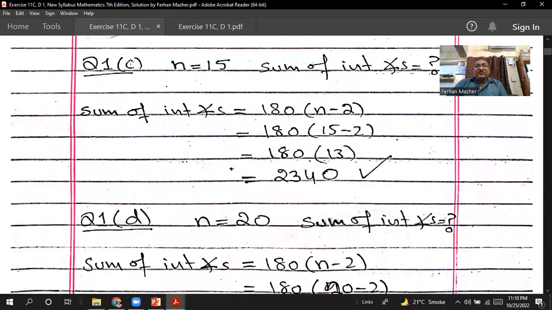So we are going to the next question. The next question is question number 1, C part. Here the n is 15, meaning the polygon has 15 sides. So the sum of the internal angles is the question. The sum of the internal angles will be equal to 180 bracket n minus 2 bracket close. So in the place of n, I will substitute 15. So it will be 180 bracket 15 minus 2 bracket close. So it will be 180 into 13. That will be 2340. So this is how you will find the sum of the internal angles of the 15-sided polygon.